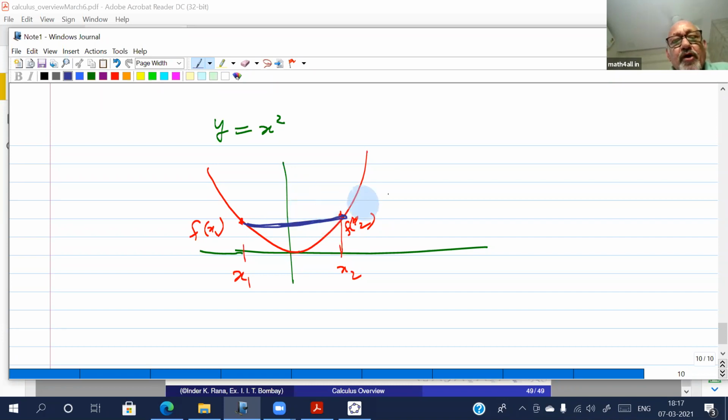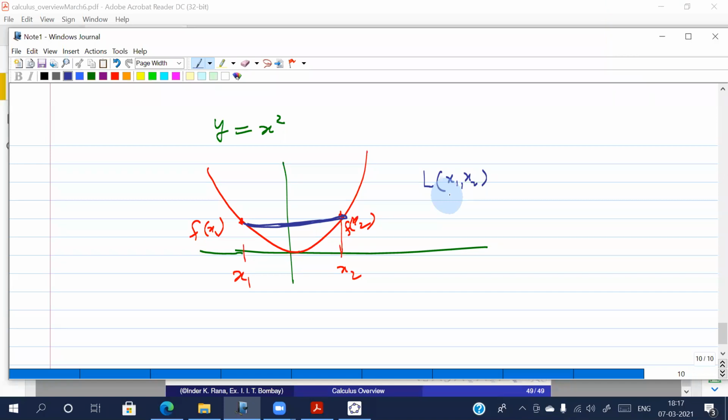This is a line segment joining these 2 points. Now, L is the line segment joining x1 and x2. Can you say something geometric by looking at this picture, about the segment and the graph of the function? Not really, I don't see anything remarkable here. You don't see anything remarkable?